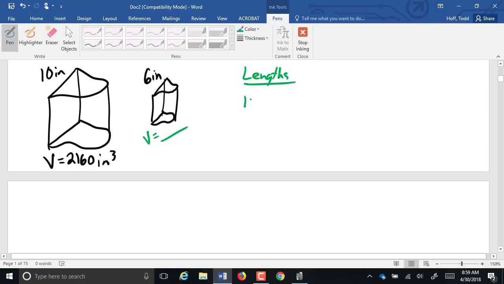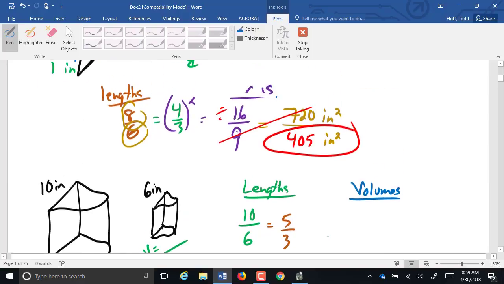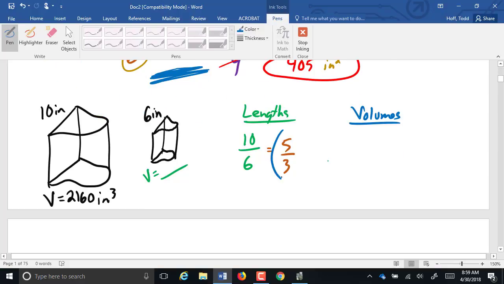So I look at the lengths. My ratio of lengths is 10 inches to 6 inches. Can I reduce that? Yeah, 5 to 3, correct? My ratio of volumes, well, when I did my ratio of areas, what did I do to the ratio of lengths? Squared it. So for volumes, what do you think I'm going to do? Cube it, to the third power. 5 to the third power is 5 times 5 times 5. That's 125. 3 to the third power, 3 times 3 times 3, is 27. That is my ratio of volumes.